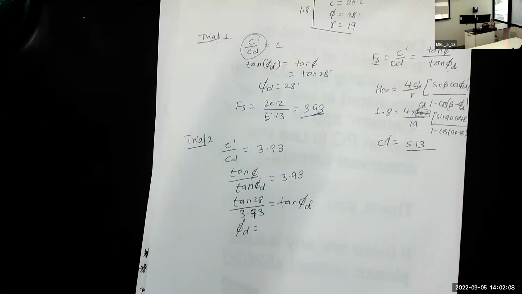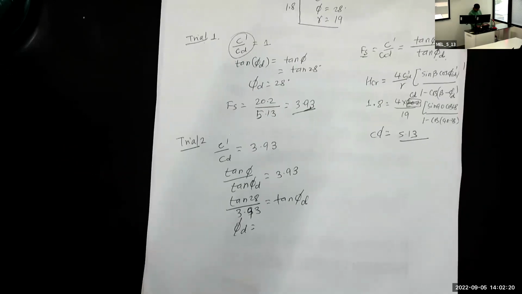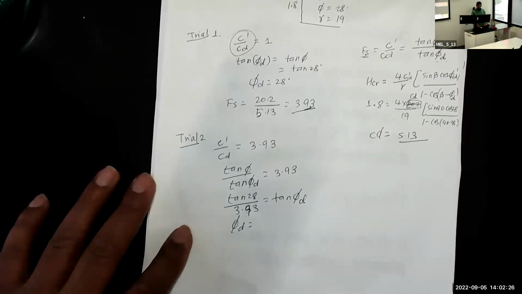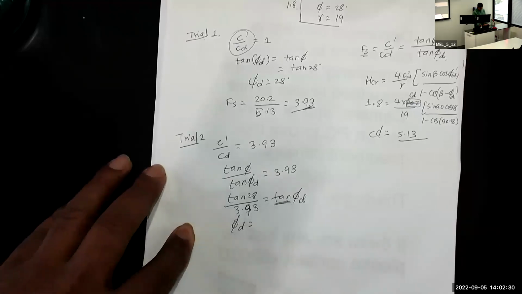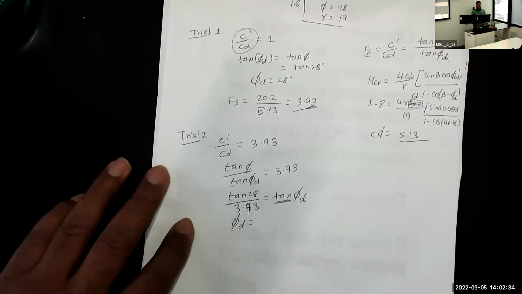So 1028 divided by 3.93, and then calculate the inverse tan of that. How much is that? It should be in degrees. 1028 divided by 3.93 is 0.13, but you need to do tan inverse to get phi d. How much is that? 7.705? 7 degrees, that low?